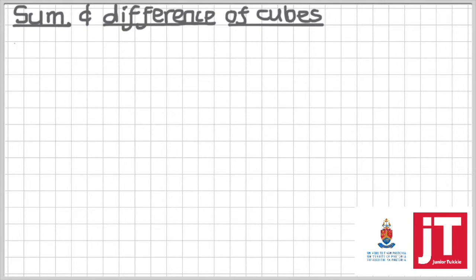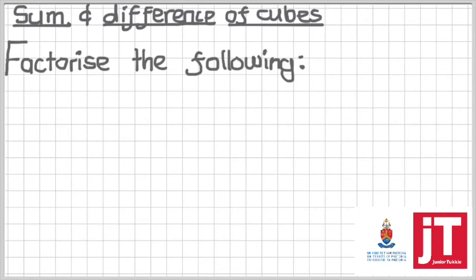In this specific video, we're going to be looking at the sum and the difference of two cubes. So let's get straight into it. We're required to factorize the following. We're given a to the power 3 minus b to the power 3, which is obviously a difference of two cubes.